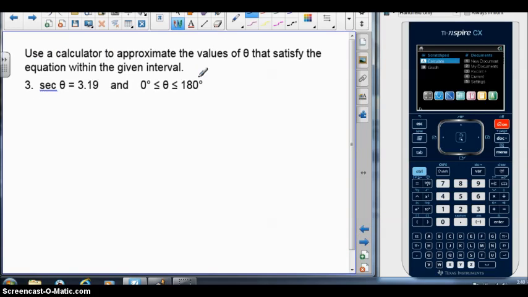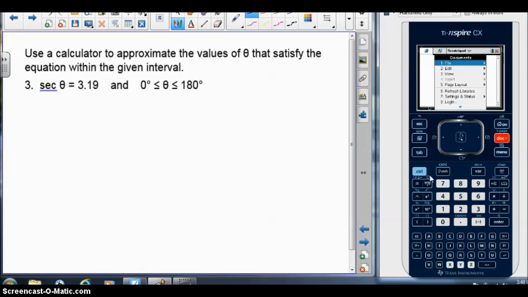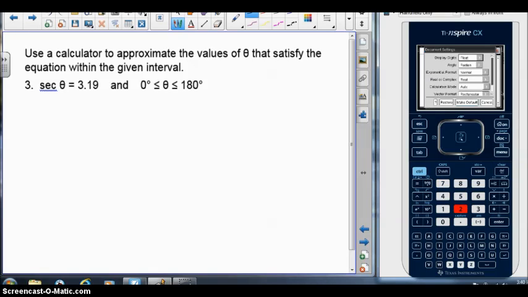Use a calculator. All right, so we're going to use a calculator. We're in degrees. We need to make sure our calculator is set in degrees. Mode, 7, 2, and we need to change from radians. Maybe you don't, but I do. And we will make that our default. Okay, so secant theta equals 3.19.